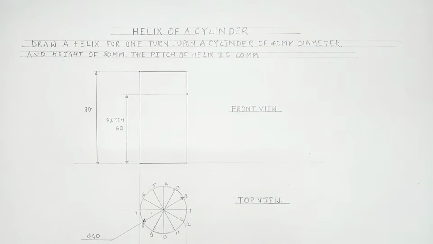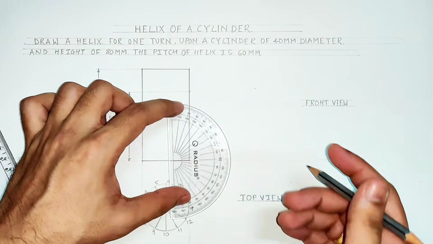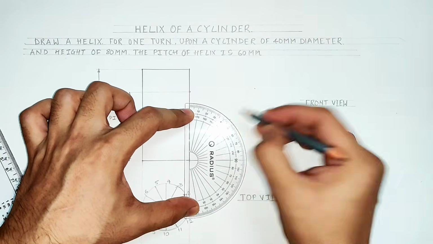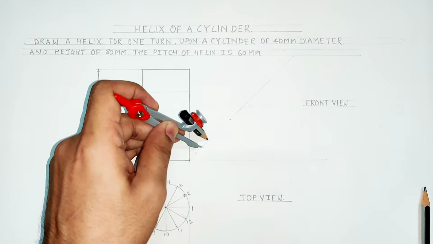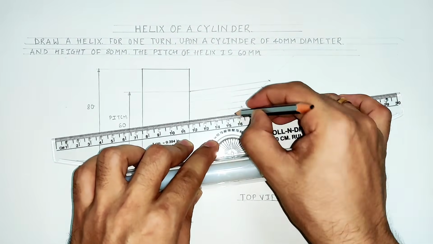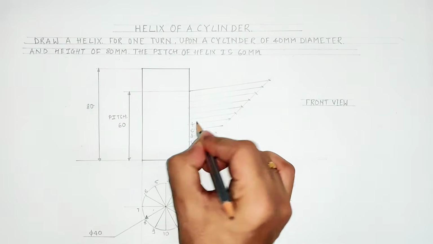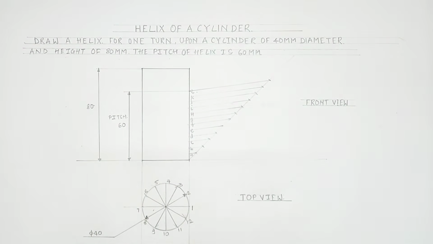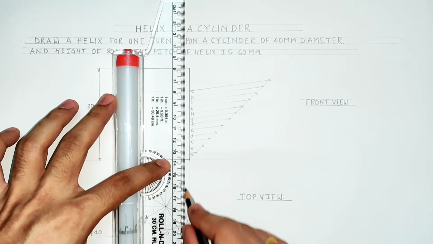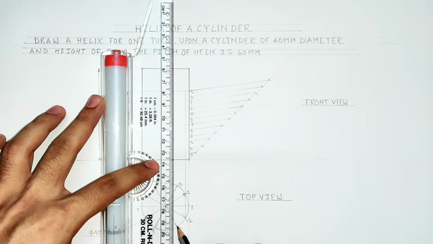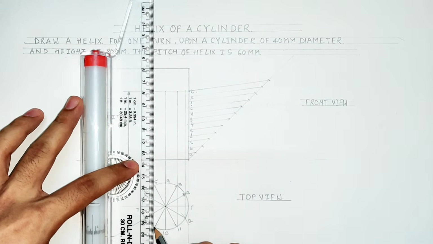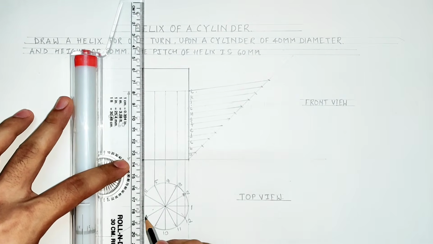Now as we have divided the circle into 12 equal parts, you have to divide the pitch also into 12 equal parts. If you divide the circle into 6, you have to divide the pitch line into 6. For division into 12 equal parts, you know the rule how to do it. So we have divided it into 12 equal parts. Now draw parallel lines from the top view, as you can see, projecting upwards. From every point, draw the line upwards.